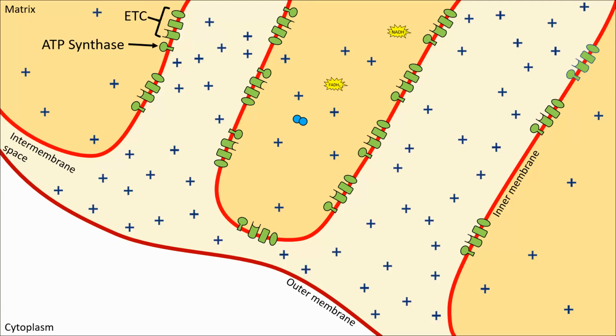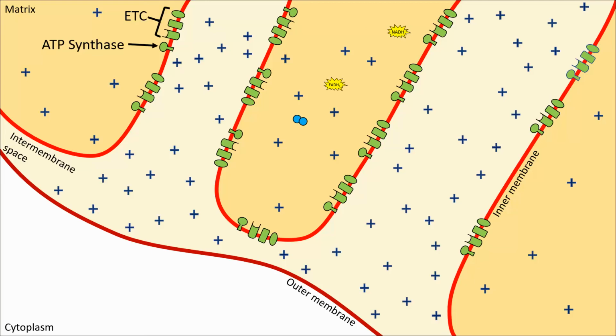Notice that we've got multiple complexes of this electron transport chain and ATP synthase scattered throughout the inner membrane. In fact, the inner membrane is chock full of these molecules. The more inner membrane you have, the more electron transport chains and ATP synthases you can have, the more energy that you can then store as ATP.